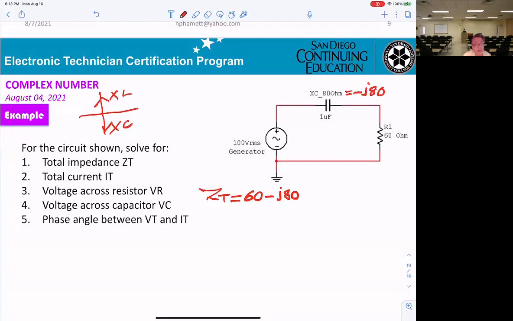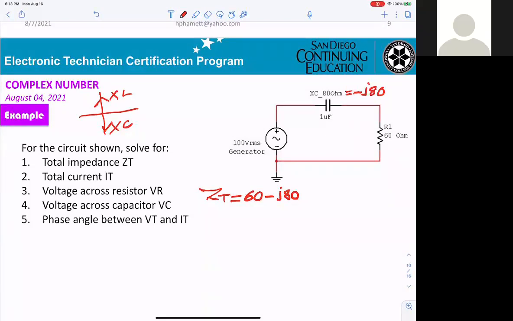But then you're going to calculate the total impedance, just adding up. However, we already recommend that when you're adding or subtracting, you use the rectangular form. So that's why it's 60 minus j80. Mr. Pham, why is 100 not correct? What do you mean, 100?